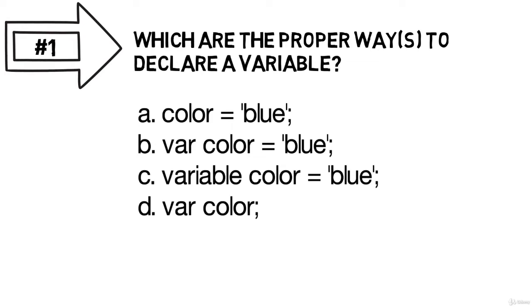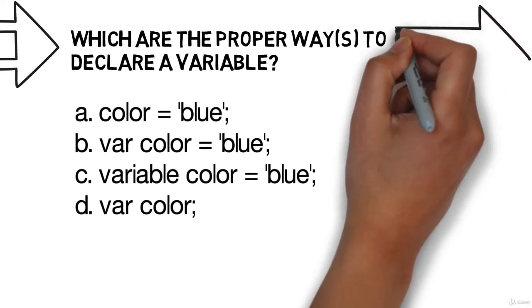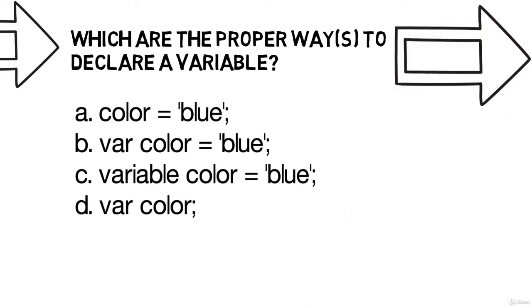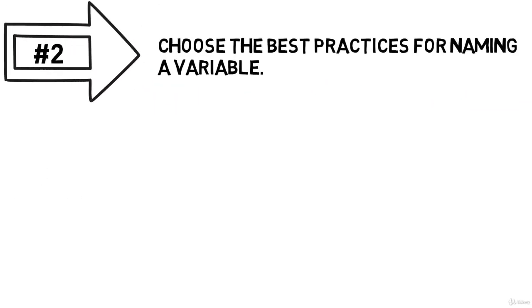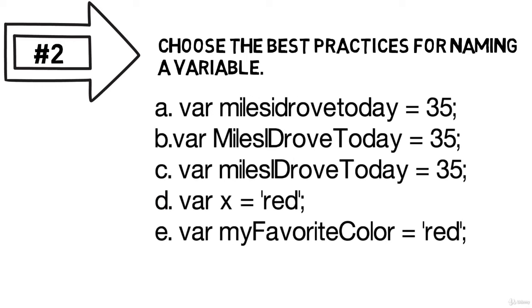Alright, question number 2. Now we're going to talk about best practices for naming variables. There are ways of coding that are syntactically correct and the JavaScript interpreter can run, but they aren't considered best practice. Which of the following code snippets are best practice and which are bad practice? Go ahead and pause the video, and when you have come up with the solution, resume viewing and we'll look at it together.